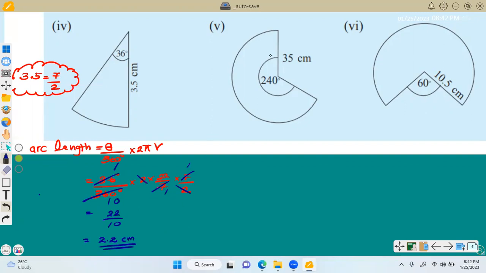Yes, two of them have got the answer. What about Timashi and Naditi? Correct, teacher. Okay, very good. So next one, arc length.